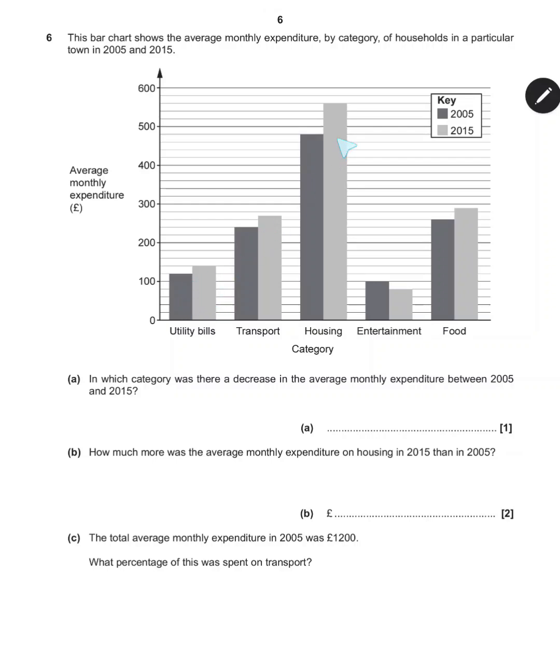Well, it's not here, not here, not here. There, look. That bar is lower than this bar, meaning the spending went down in 2015 compared to 2005. So it is entertainment.